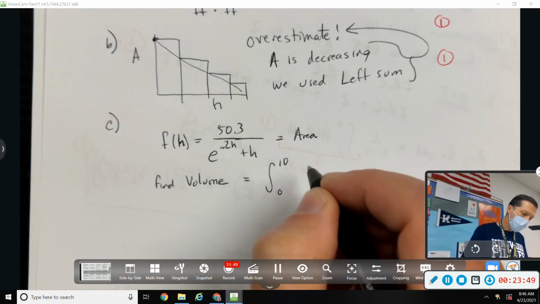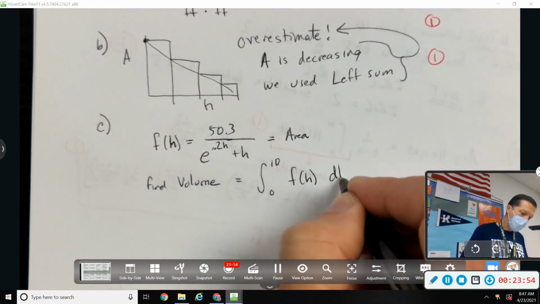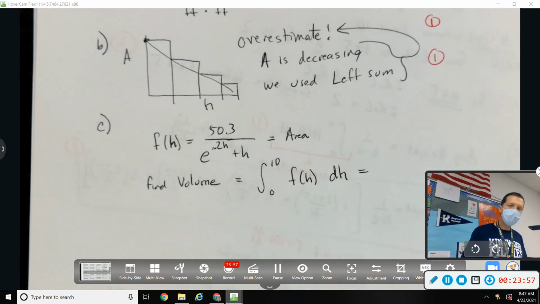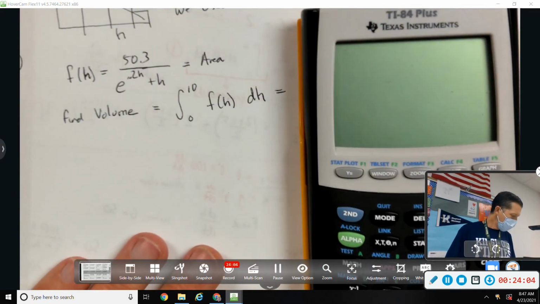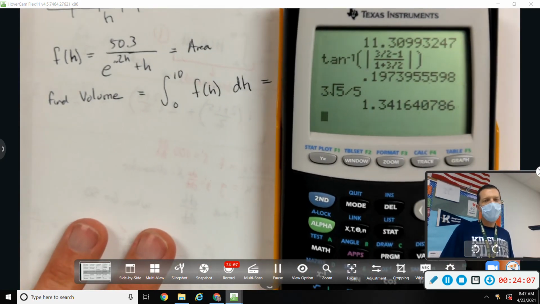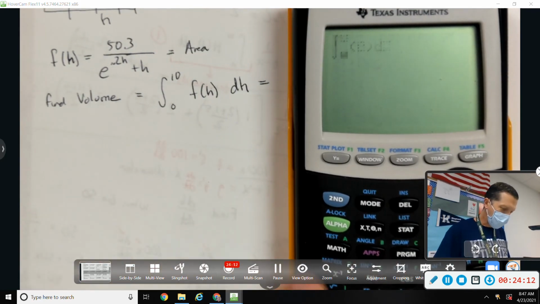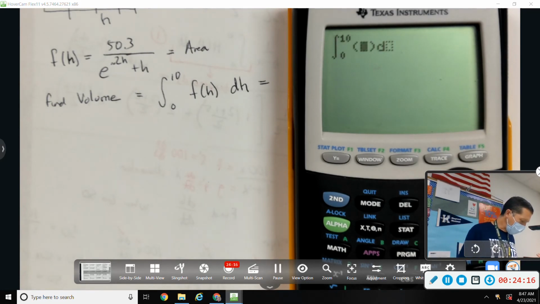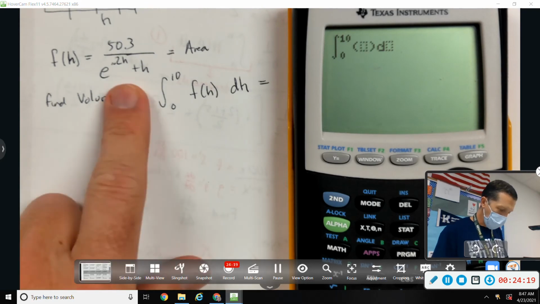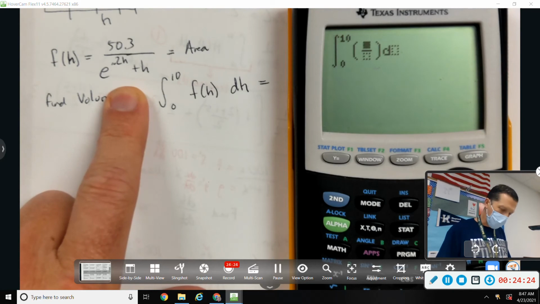0 to 10. F of h is already defined, so I don't need to rewrite it. In fact, that's the only work I need to show. I can let the calculator go from there. That's not a safe stop though, because that's still calculus left to go. I'm not going to put this in for y1 because I don't think I'm going to need it again, so I'm just going to type it in here. Oh, feeling fancy with the fraction bar as well.